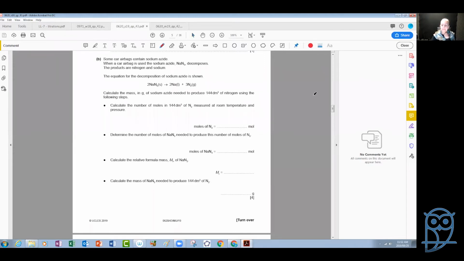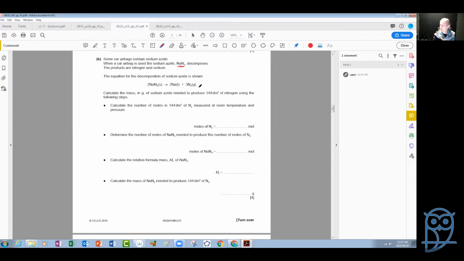Some airbags contain sodium azide. When a car airbag is used, the sodium azide decomposes. So this is the formula of sodium azide. And when you hear the word sodium azide, you don't need to panic, because it's something I'm sure you have never heard before, but they give us its formula and tell us how it is used, and they even give us the equation here.